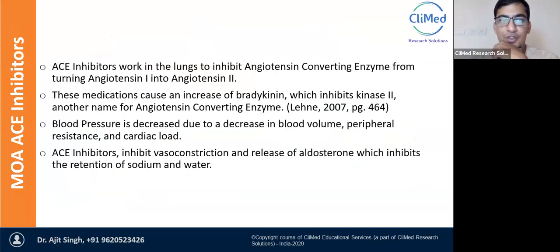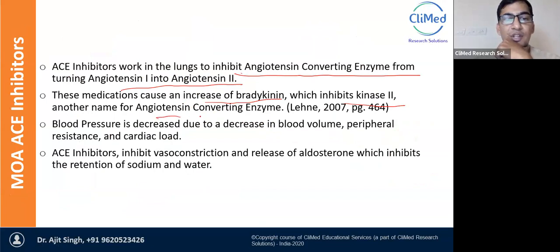No? Then okay. So here there are some facts about ACE inhibitors. ACE inhibitors work in the lungs to inhibit the angiotensin converting enzyme, which converts angiotensin 1 to angiotensin 2. These medications cause an increase of bradykinin, which inhibits kinase 2 also. Another name of kinase 2 is angiotensin converting enzyme. That's how the blood pressure is decreasing, right?